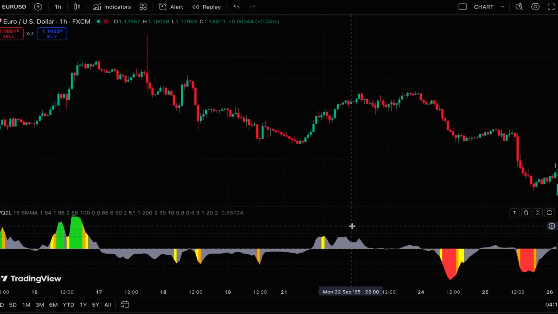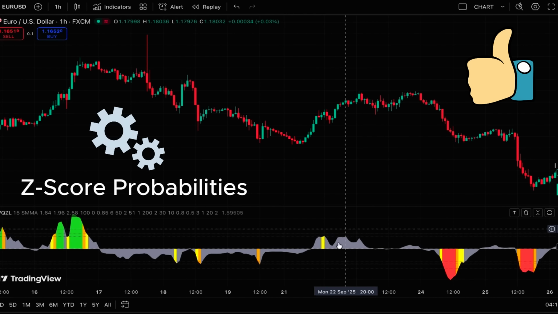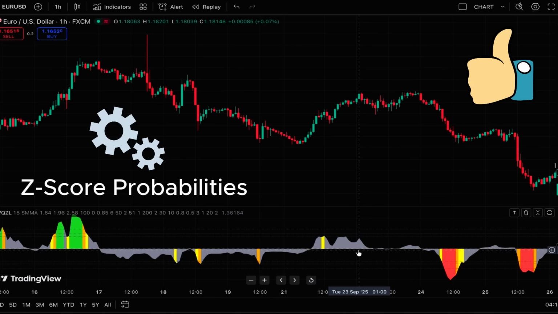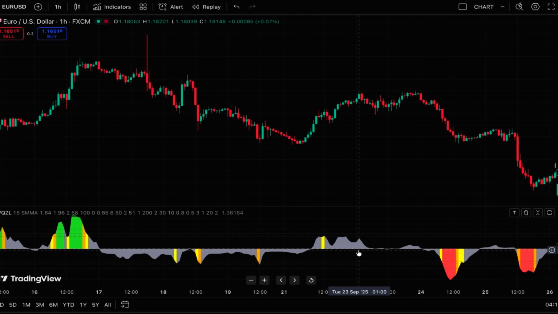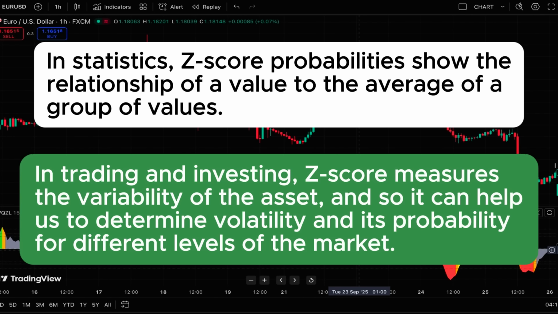In this indicator, Z-score probabilities are also applied to the original VQZL indicator. So here, this indicator is standardized, and so it can be used for analyzing any asset or market. In case you don't know, in statistics, Z-score probabilities show the relationship between a value to the average of a group of values, and just know that in trading and investing, Z-score measures the variability of the asset, so it can help us to determine volatility and its probability for different levels of the market.